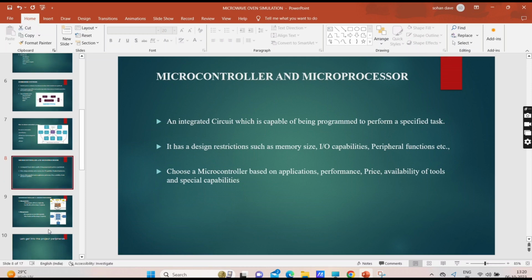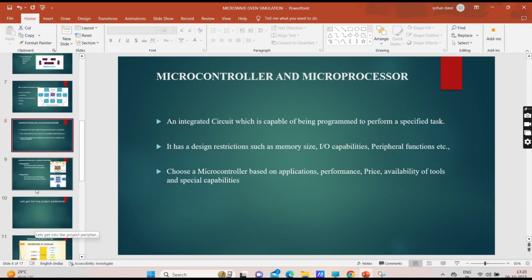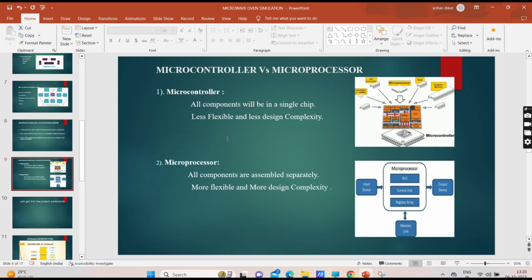So microcontroller is nothing but an integrated circuit which is capable of doing a specific task. So we have in a microcontroller all the memory, input output capabilities, peripheral functions on a single chip. We can use a microcontroller for different applications. So we can choose a microcontroller based on their applications, performance, price, availability of tools and special capabilities. So we now know something about microcontroller and microprocessor.